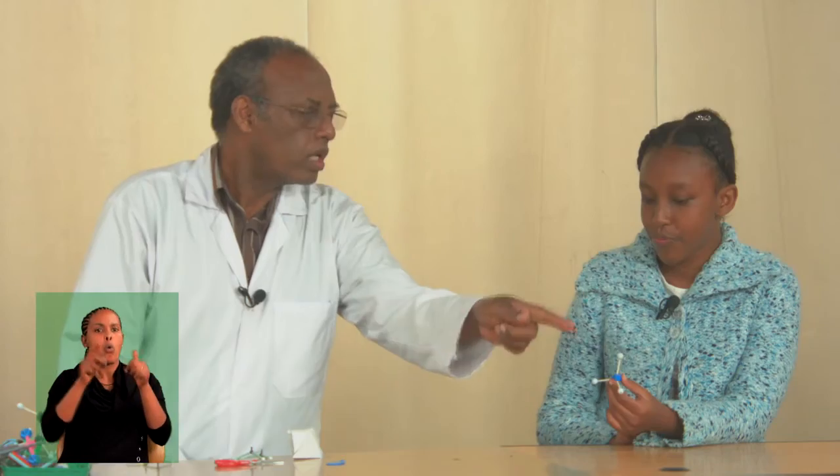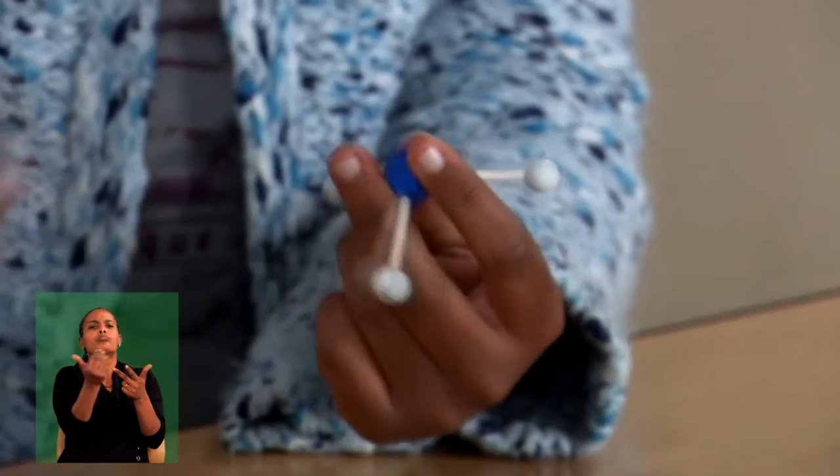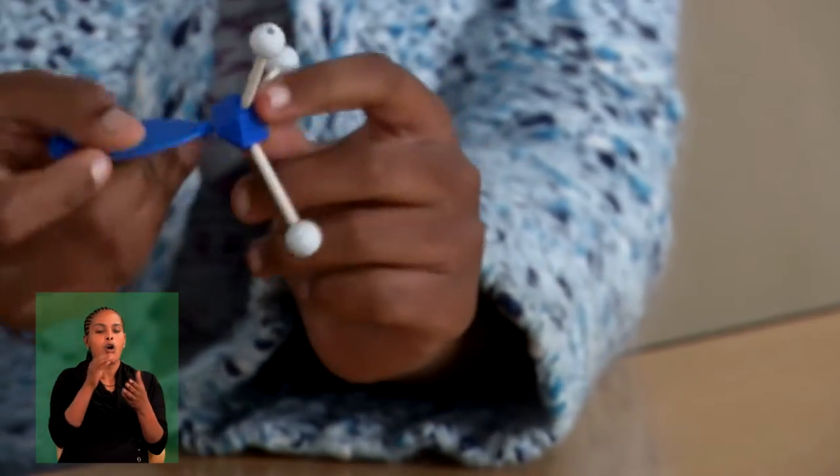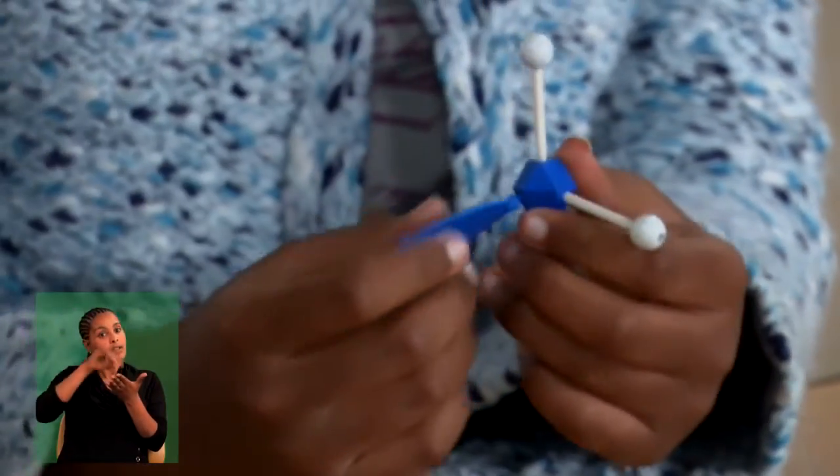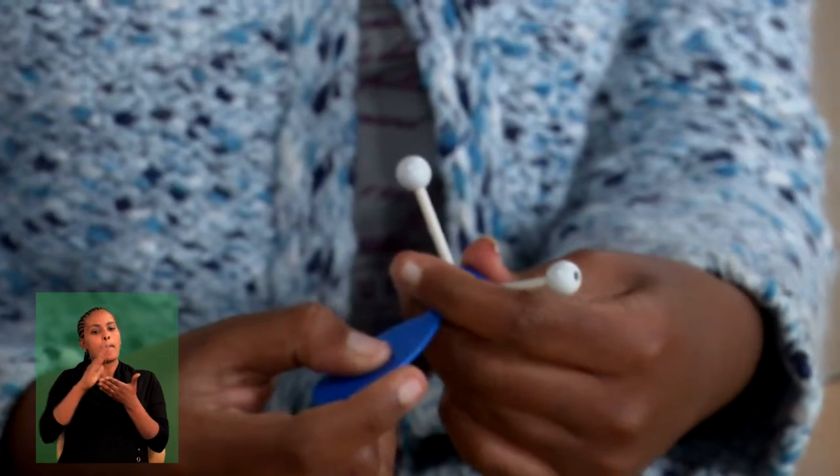Where are the 5 electrons in nitrogen? 1 in here, 2, 3. How about the other 2? In an orbital that is not participating in bond formation. Okay, so put it here.